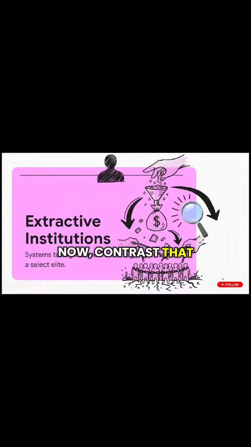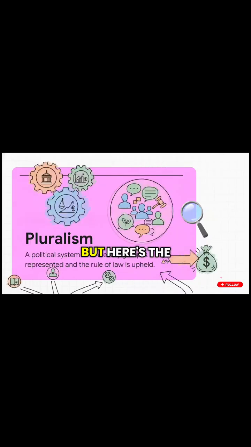Now, contrast that directly with the extractive economic institution. These systems are designed to do exactly what the name implies. They extract. Income, wealth, and labor are quite literally taken from one massive group in society strictly to benefit a tiny, select elite group at the top. It's a system that relies entirely on exploitation. And think about it. It completely strangles any incentive for the average person to innovate or work hard. I mean, why would you build a business if the ruling class is just going to swoop in and steal it? But here's the catch. Economics don't just happen in a vacuum.